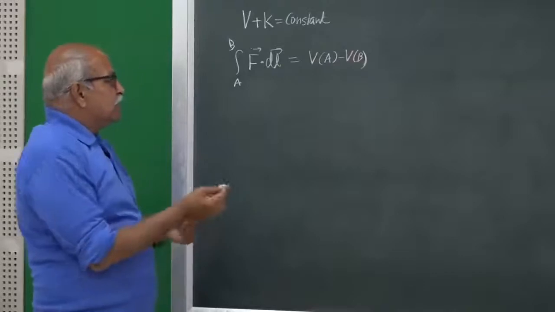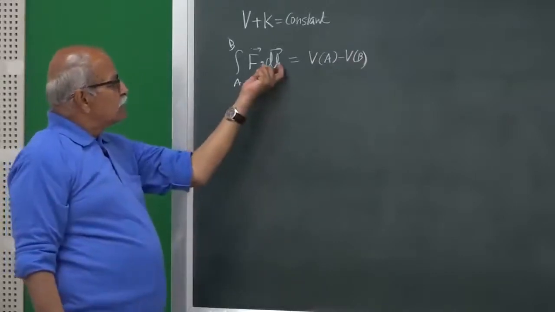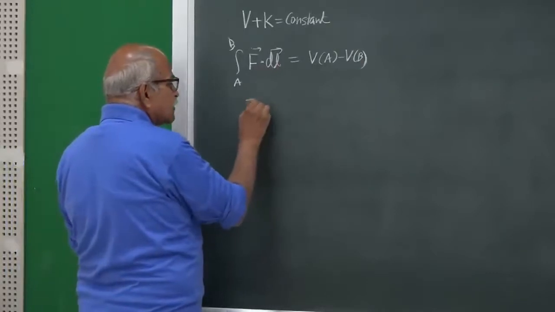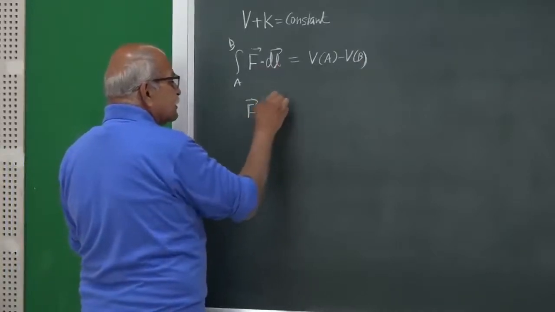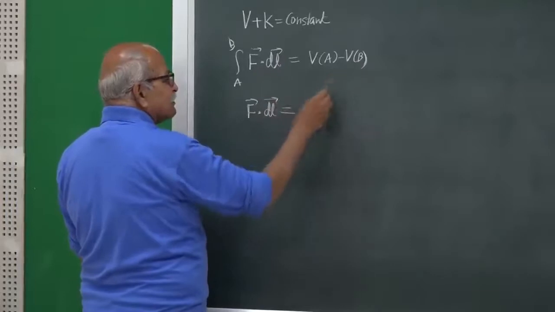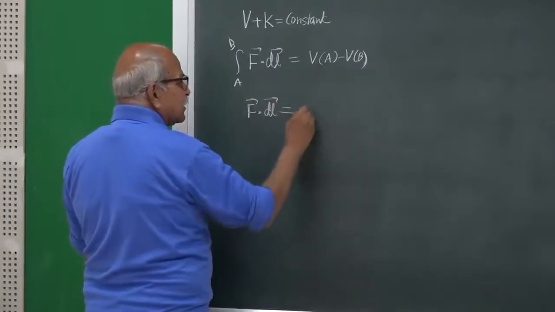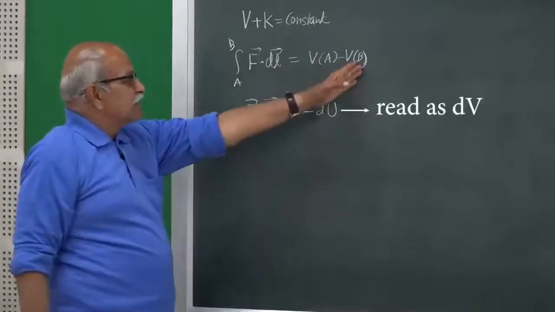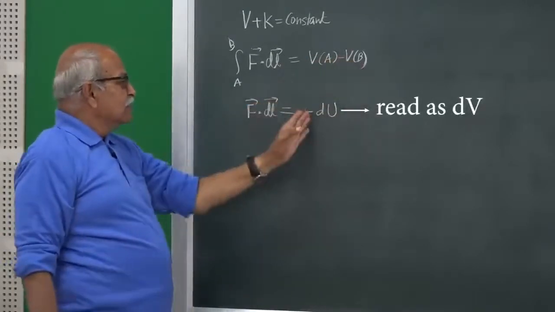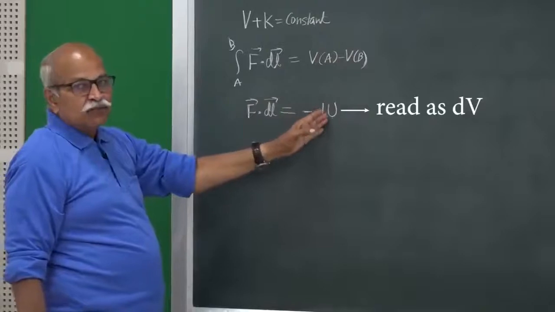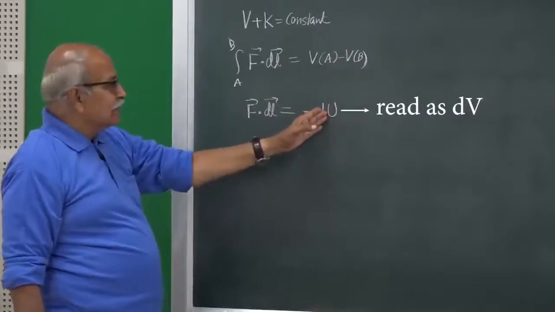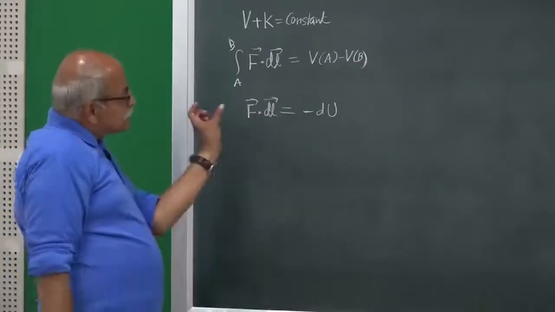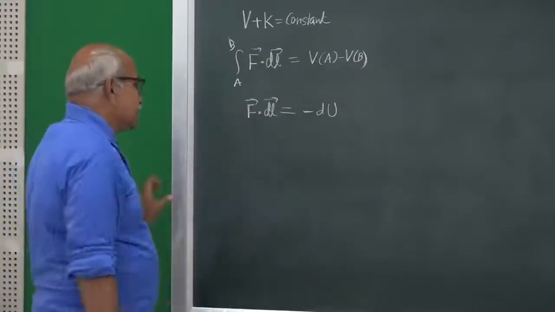So, if you have just a small displacement dl, you can say this F dot dl is a small change in the potential energy, and that is minus dV, because it is initial minus final, not final minus initial. So, it is minus of a small change in potential energy, and this is it. Now, this gives me another beautiful equation.